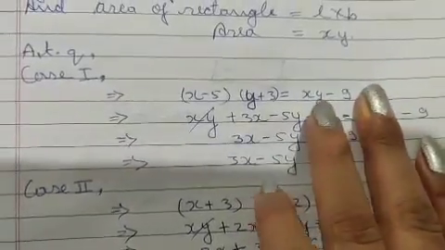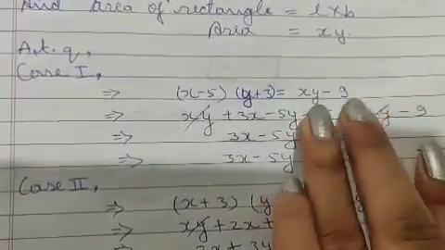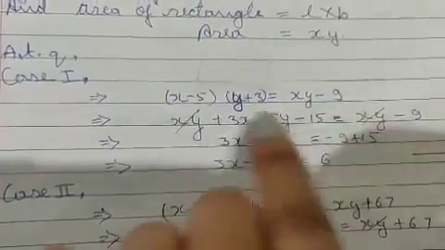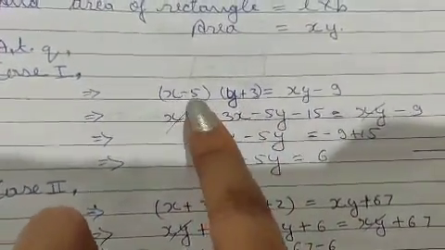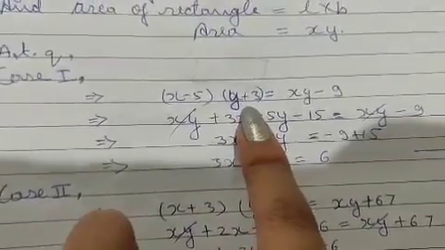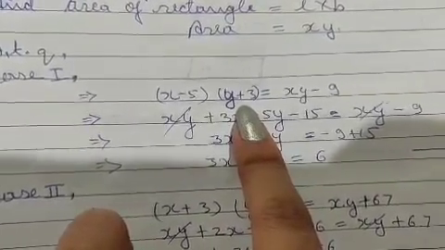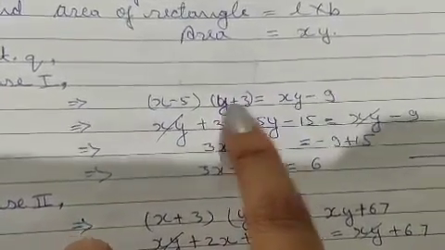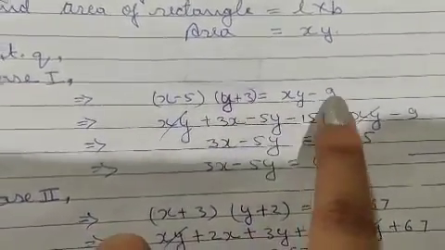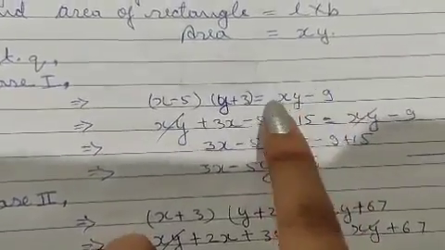Actual area is xy, and actual area is decreased by 9 units. So this is the condition. When we decrease length by 5 units and increase width or breadth by 3 units, then area will be this, and the area will be reduced by 9 units from actual area.